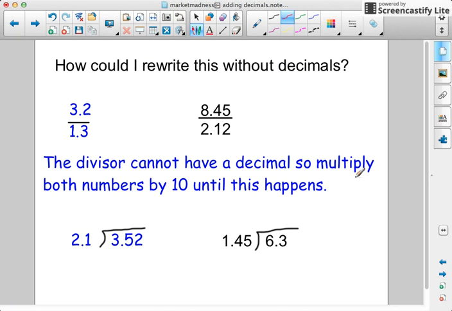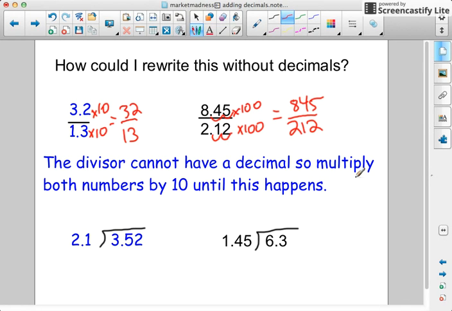Okay, we're going to use that principle when we have both decimals. To rewrite these questions without decimals, I could times by 10, and this would give me 32 over 13. Remember, when you times by 10, you're basically moving the decimal place 1 to the right. If you times by 100, like on this one, you're moving the decimal point 2 places to the right. So you get 845 over 212.